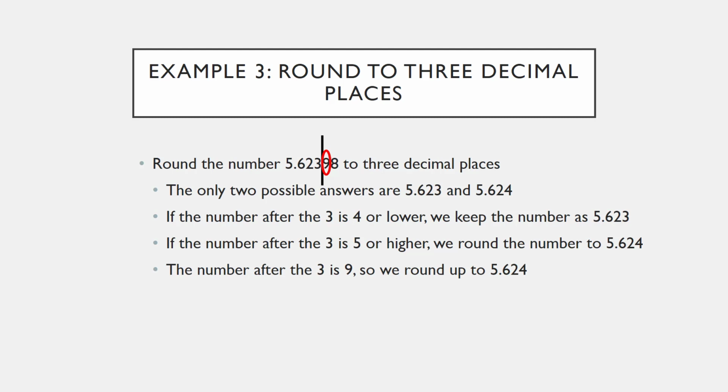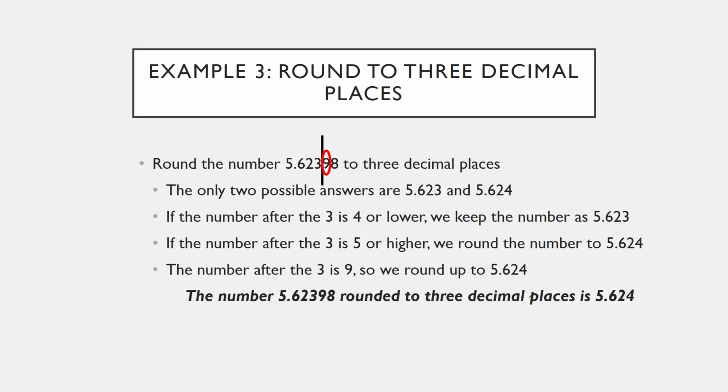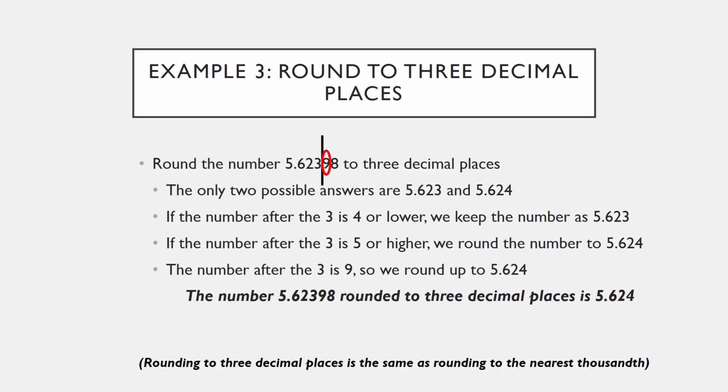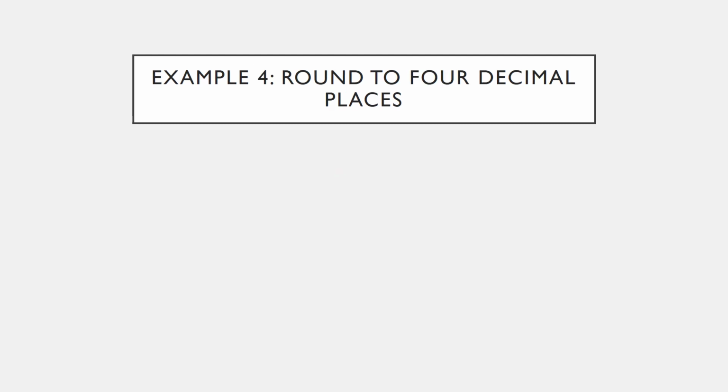As you can see above, the number after the 3 is a 9, so we round up to 5.624. Therefore, the number 5.62398 rounded to 3 decimal places is 5.624. Notice that rounding to 3 decimal places is the same as rounding to the nearest 1,000th.